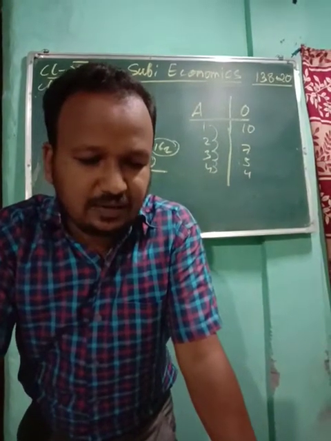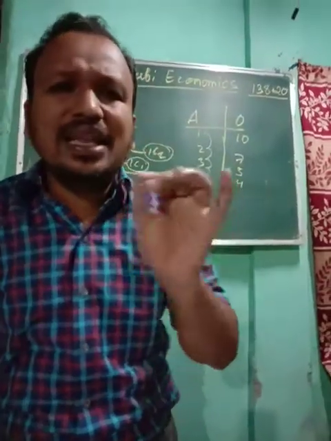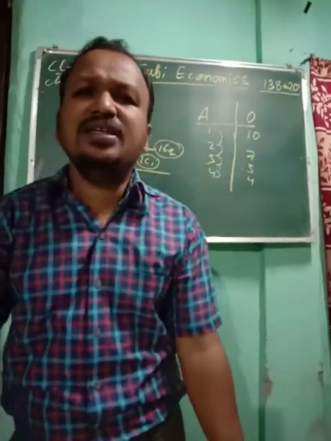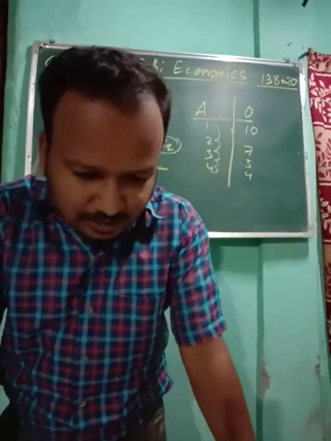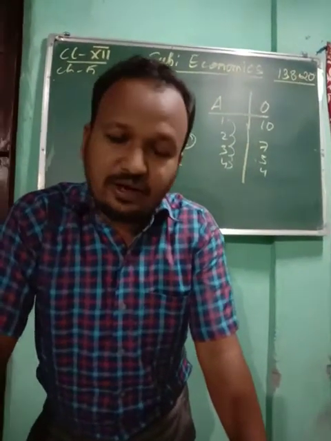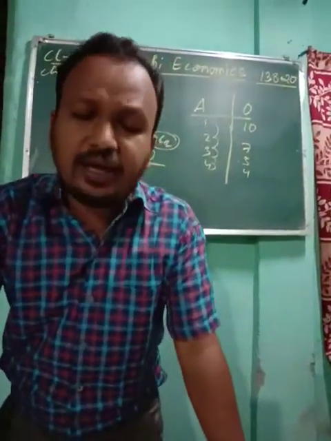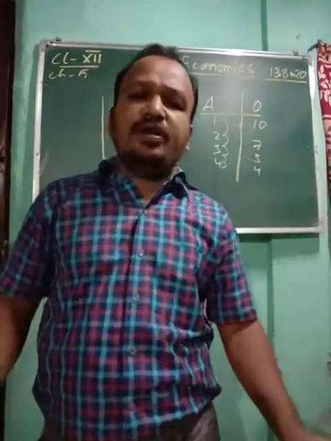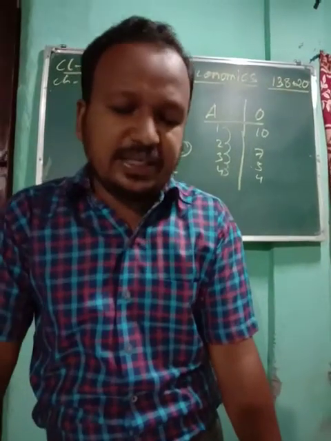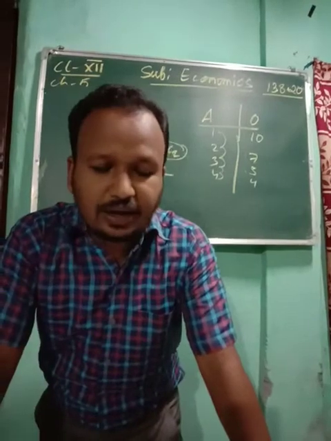The reason is that each curve represents a different level of satisfaction. Each curve is giving a different level of satisfaction. That is why two indifference curves will never intersect with one another. They will never intersect with one another.